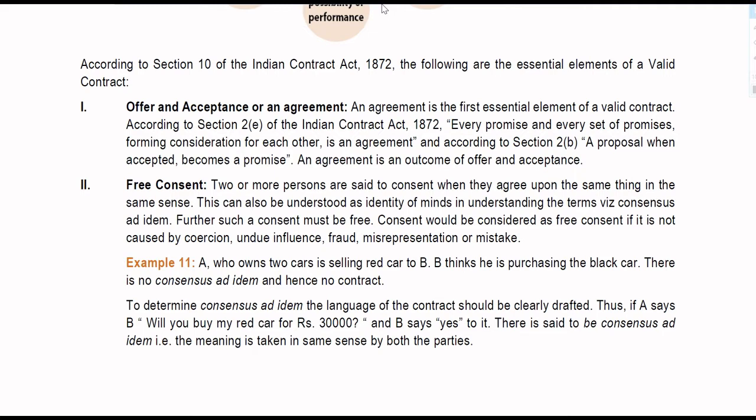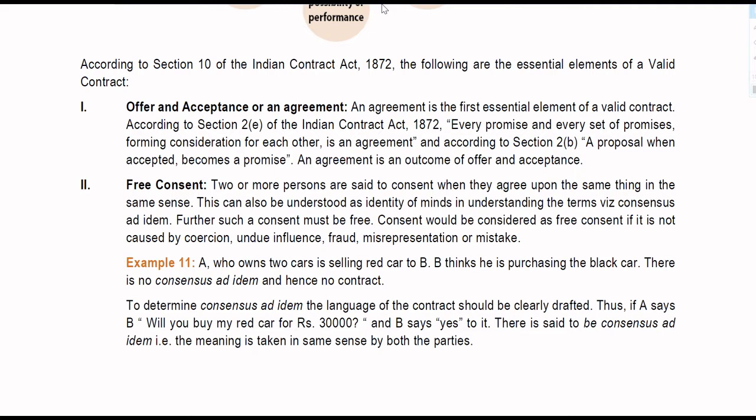A is willing to sell his red car to B, and B thinks that he is purchasing the black car. There are two cars, one red and one black. A's intention is to sell the red car to B, but B thinks that A intended to sell the black car, so there is no consensus, that is, no meeting of minds.